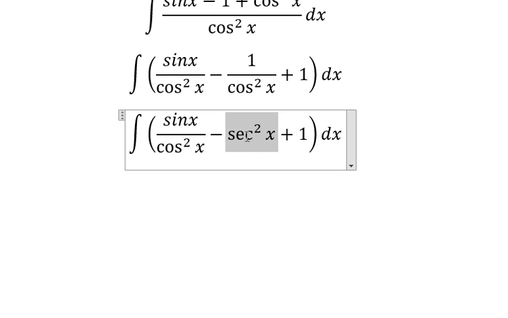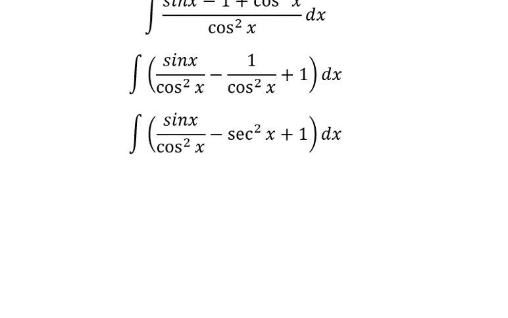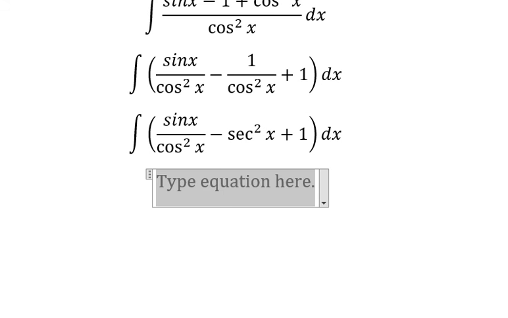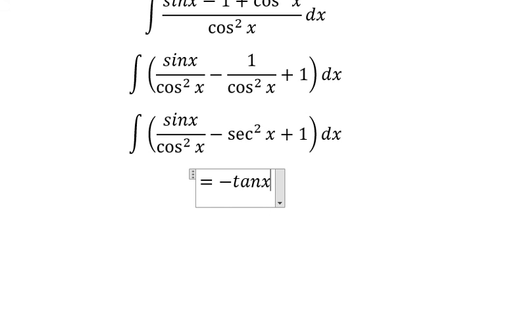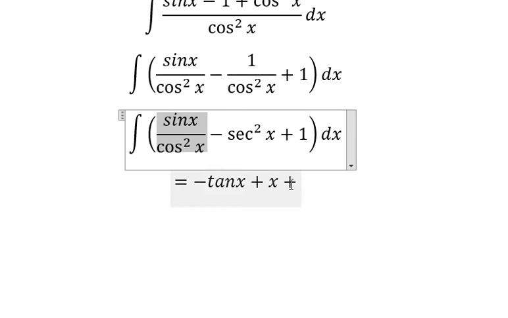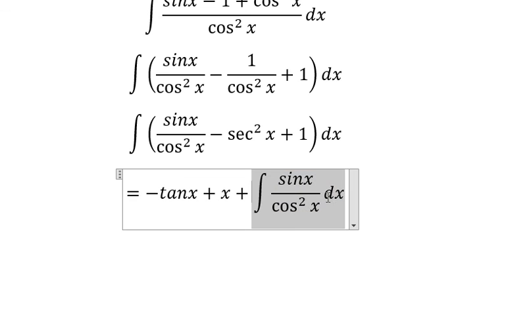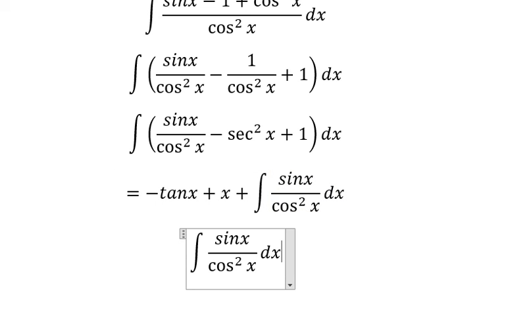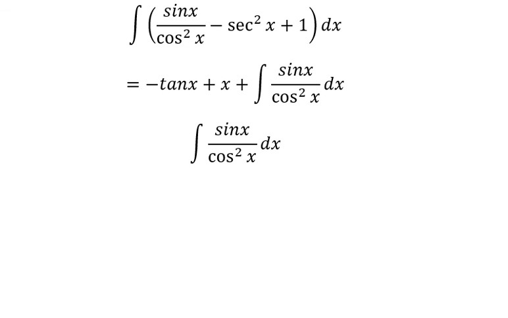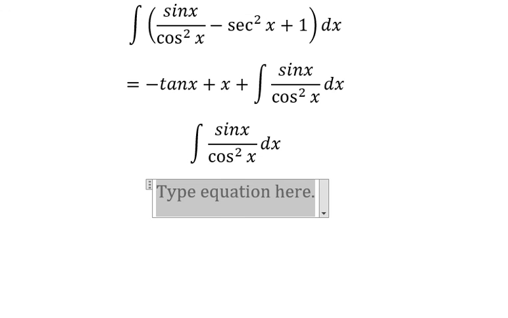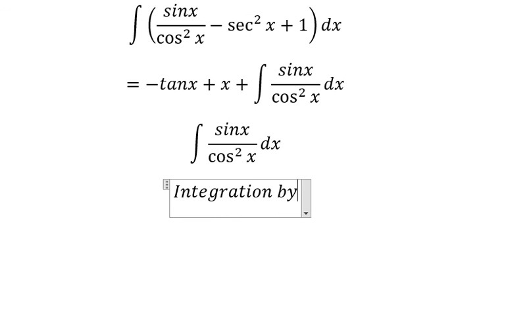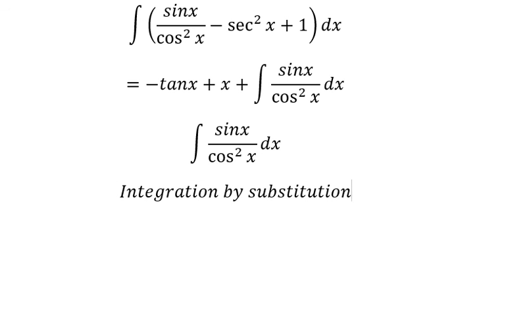The integration of secant of x squared, you get negative tan x, and 1 is x. Now we just concentrate on this one. So we need to use integration by substitution.